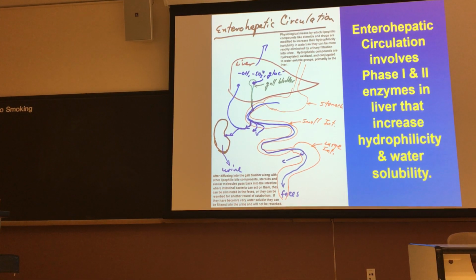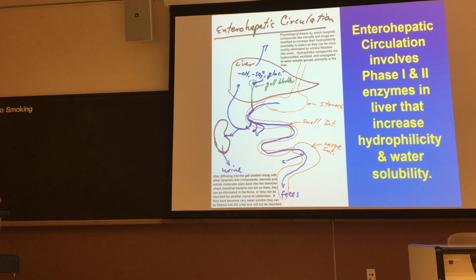So this cycle of uptake into blood, passage through the liver, hydroxylation or modification to make them more water soluble, and then back, usually via the gallbladder, into the intestine. This is called enterohepatic circulation. Entero, the gut system, hepatic, liver. So this is enterohepatic circulation.